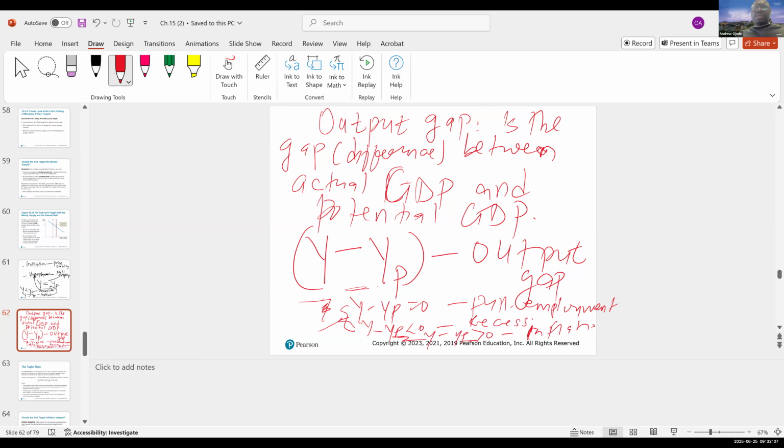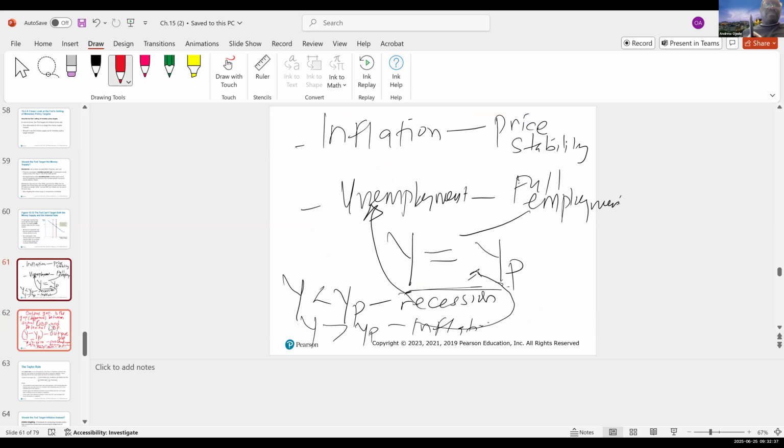If actual output falls below its full employment value, meaning a recession, the Fed should lower interest rates by buying bonds. We already talked about it. But if output is above full employment, that means an inflationary gap, then the Fed might want to slow down the economy through higher interest rates. In that case, the Fed will sell bonds, raise the discount rate, and raise the reserve requirement for banks. So that's one gap. Then the second gap is what we're going to be calling the inflation gap.